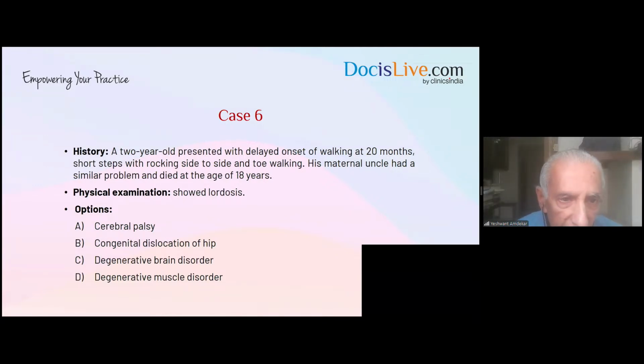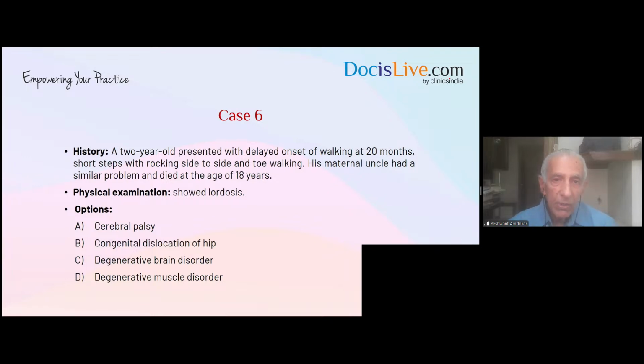The next case is another 2-year-old who presented with delayed onset of walking at 20 months of age. He uses short steps with rocking side to side and toe walking. His maternal uncle had also a similar problem, and he died at the age of 18 years. Make a note. He has a delayed onset of walking. He's walking in a funny way. He's almost waddling, rocking from side to side. And he also has toe walking. He's walking on his toes.